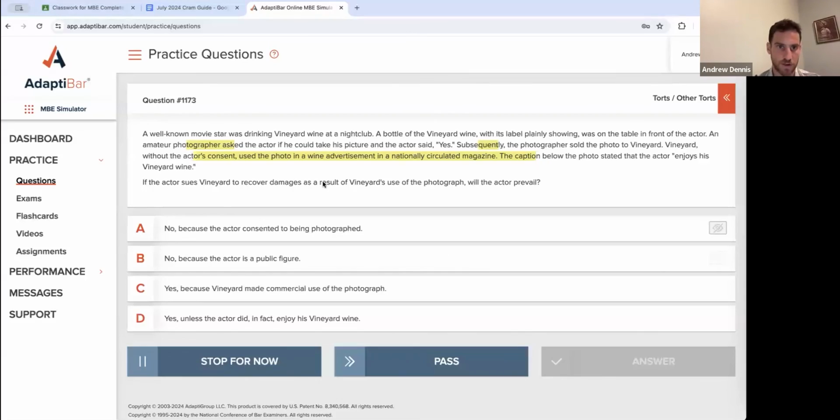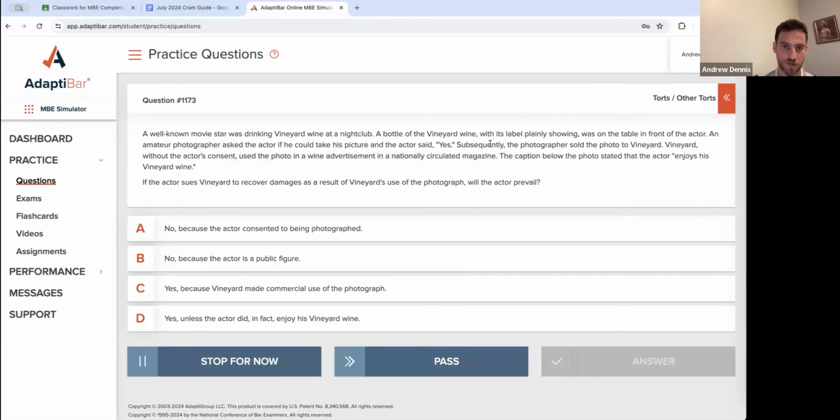All right. A well-known movie star was drinking vineyard wine at a nightclub. A bottle of the vineyard wine, with its label plainly showing, was on the table in front of the actor. An amateur photographer asked the actor if he could take his picture, and the actor said yes. Subsequently, the photographer sold the photo to a vineyard. Vineyard, without the actor's consent, used the photo in a wine advertisement in a nationally circulated magazine. The caption below the photo stated that the actor enjoys his vineyard wine.